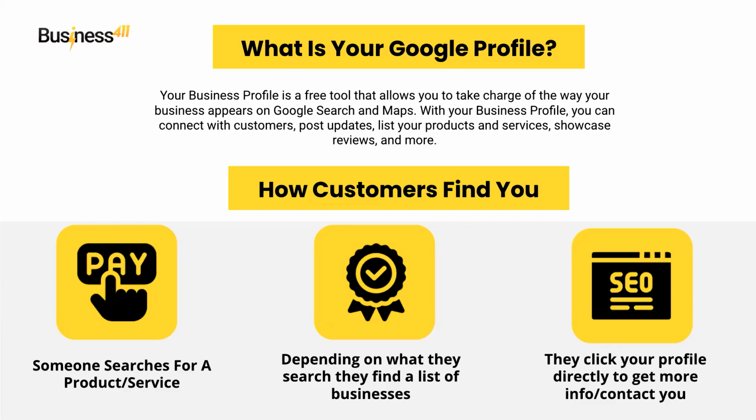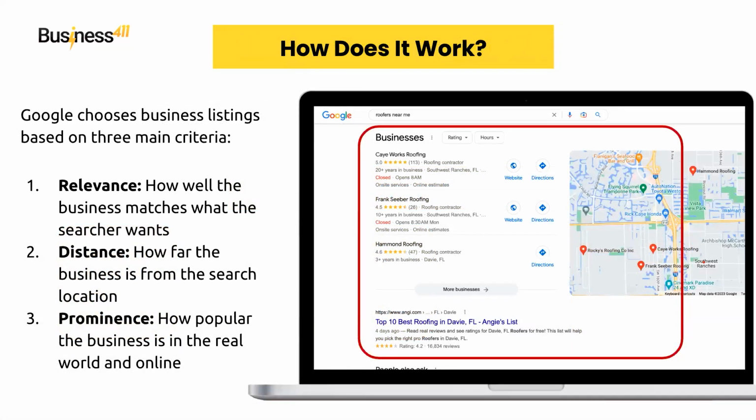So, in 3 steps, here is how customers find you through your Google business profile and why it's so important. First, someone searches for your product and service. Depending on what they search, they will find a list of businesses. And from there, they're gonna click on your profile, or possibly your competitors if you don't follow this video, to get in contact with you. So let's break it down further.